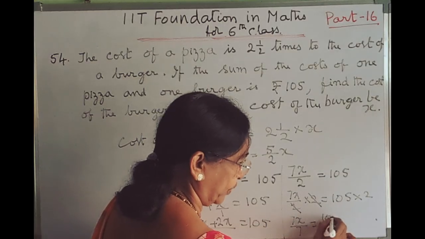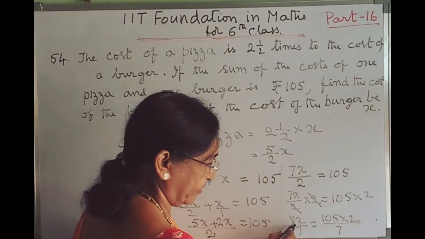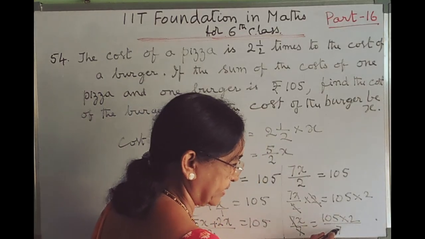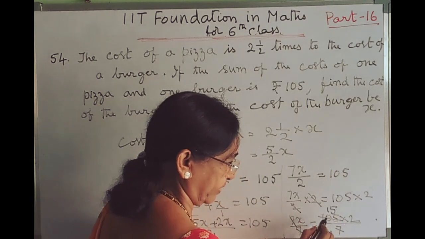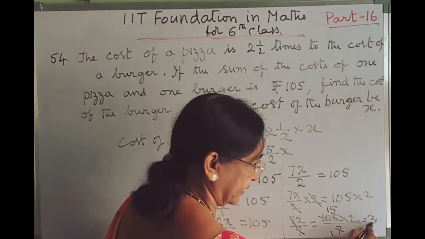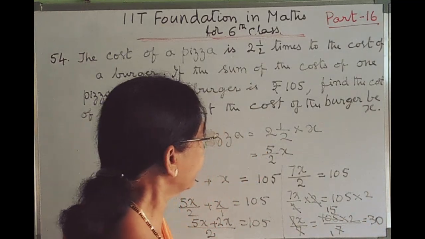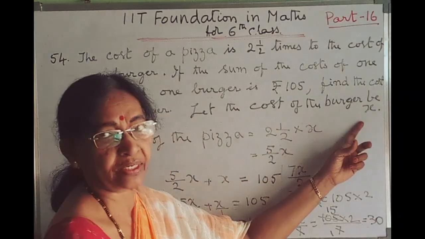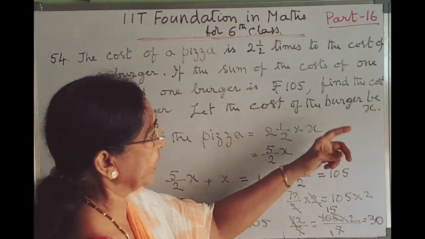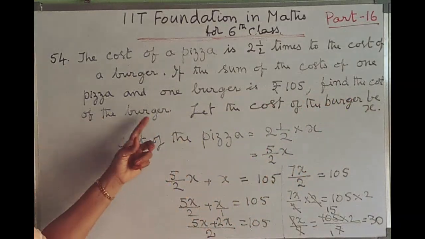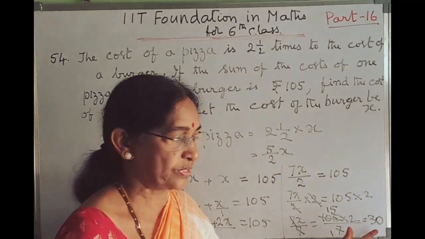So dividing both sides by 7, 7 gets cancelled, X remains. 7 fives are 35, so 15 into 2, 30. So X is equal to 30 rupees. But what is X? The cost of the burger. So the cost of the burger is 30 rupees. We are required to find the cost of the burger. Therefore, cost of the burger, which is X, is equal to 30 rupees.